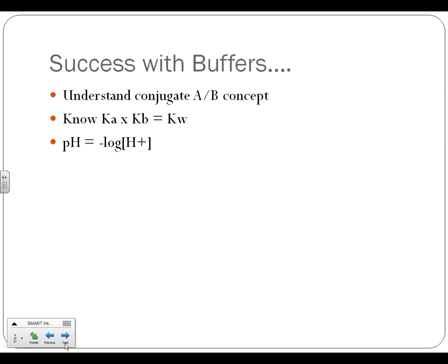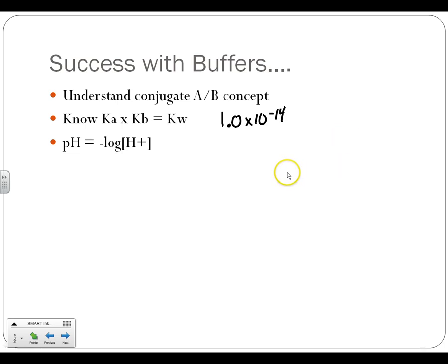Okay, the calculations piece can be tricky for some folks, but really success will be yours if you understand a few little concepts. In other words, the conjugate acid-base concept. If you can identify what lost the proton and what gained the proton, that's going to be a huge piece to understanding buffers. If you know that Ka times Kb equals Kw, and most folks when you ask them, okay, what does Kw mean, they're like, oh, I know what that is. It's 1.0 times 10 to the negative 14th.